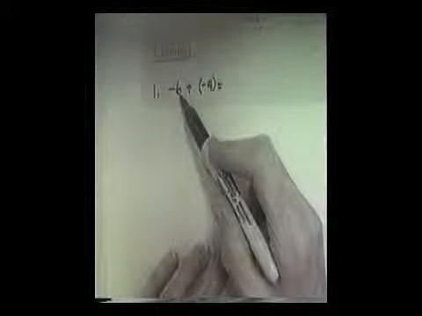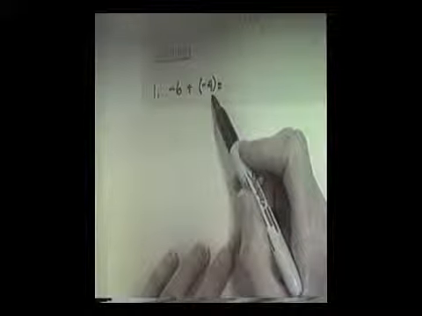That means we add their absolute values. If we add the absolute value of -6 and the absolute value of -4, we get 6 plus 4, which is 10. And the absolute value is 10. The sign is the same sign they have. That is -10. -6 plus -4 is -10.